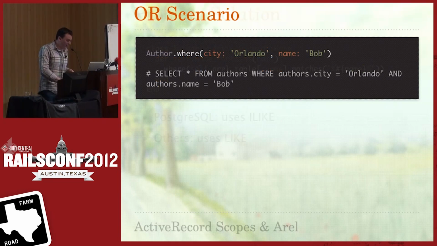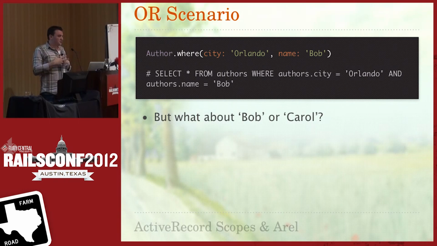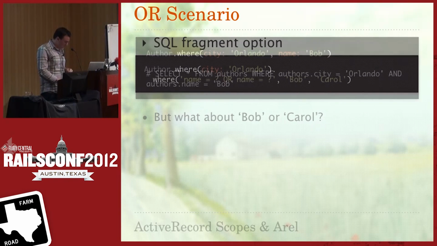All right, so let's look at some other ways in which you can use Arel here. Here's a scenario where we're going to grab all the authors that live in Orlando, and their name is Bob. You can see the SQL that comes out: select star from authors where city is Orlando, name is Bob. But what if we don't want to just find Bobs? We want to find Carols as well. How would you do that with Active Record?